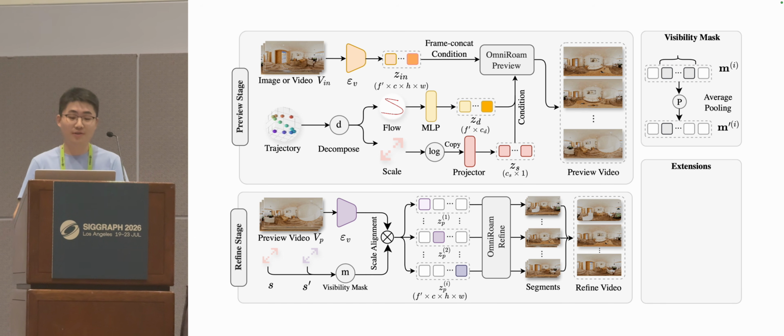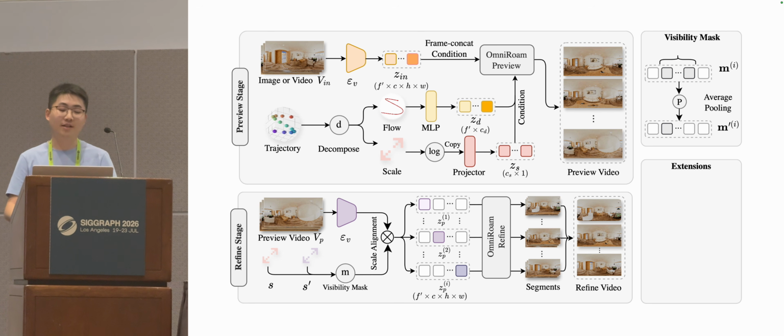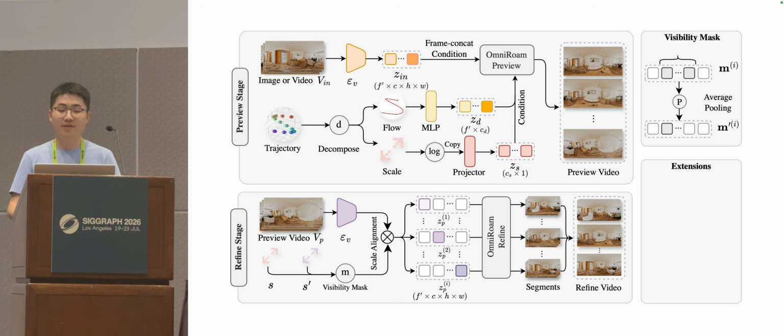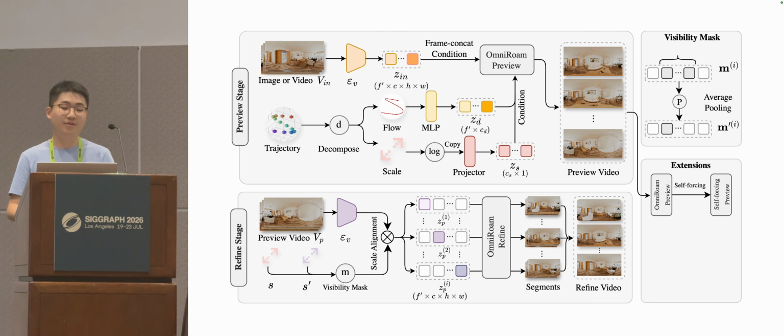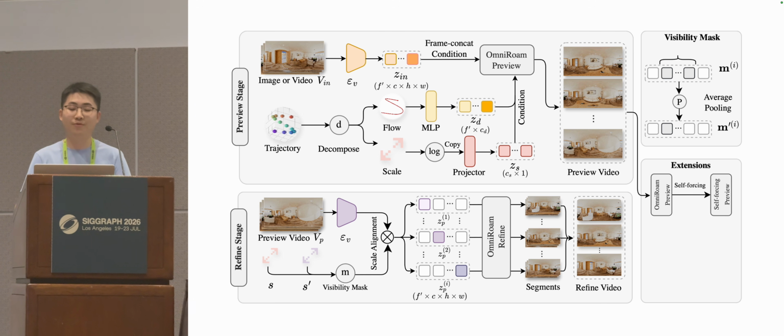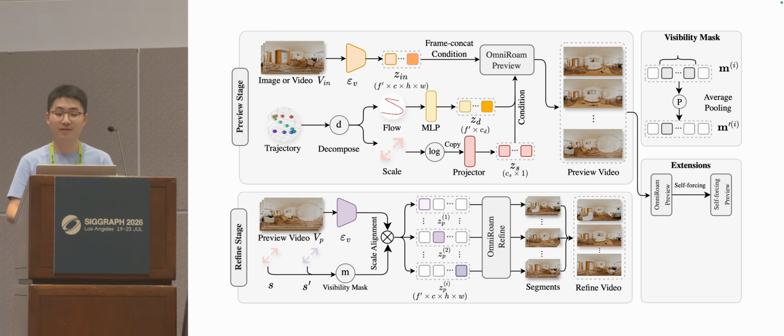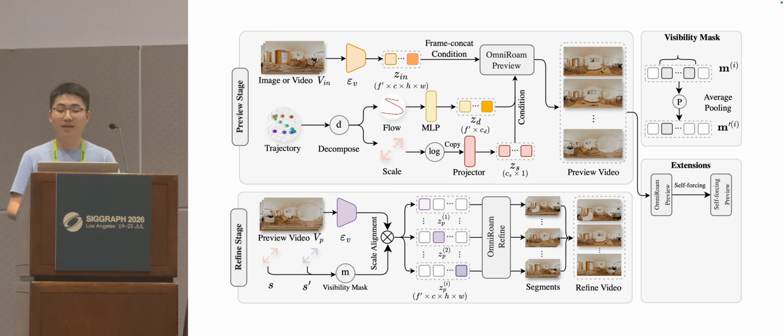Beyond these two stages, the framework extends naturally in two directions. The first is a real-time preview. By distilling the preview model into a lightweight version, we can generate an 81-frame panorama in about 7 seconds, instead of several minutes. That's fast enough to explore interactively.